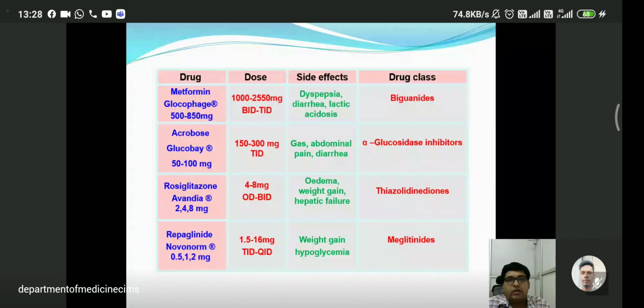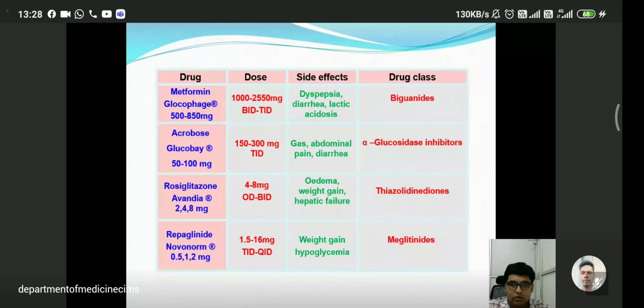Now, where is the group? In the right corner you can see the drug class, and in the left corner you will see the drug names. First is biguanides. Biguanides include drugs like metformin. Another drug is phenformin. Phenformin is banned because of its major side effect, lactic acidosis. Metformin also causes lactic acidosis, but its incidence is very low compared to phenformin. Earlier phenformin was also used, but at present it is totally banned. Metformin is the first line drug, as I have told you. You can see other side effects like dyspepsia, diarrhea, lactic acidosis.